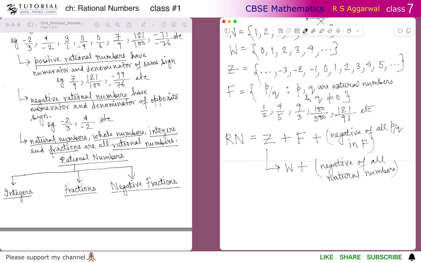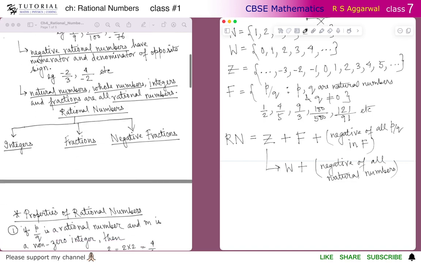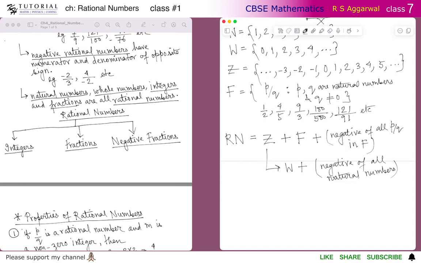Now you will notice that fractions also include the natural numbers and the whole numbers. This is just a side note. Fractions also include the natural numbers and the whole numbers. Okay, so you must remember that.